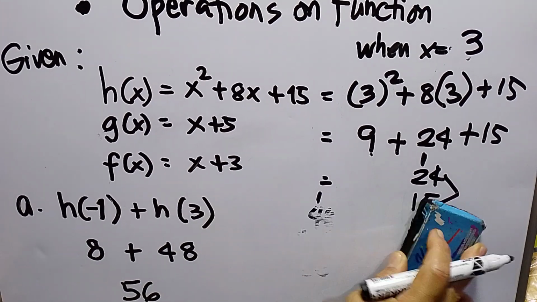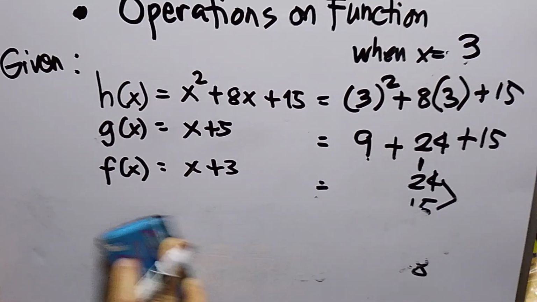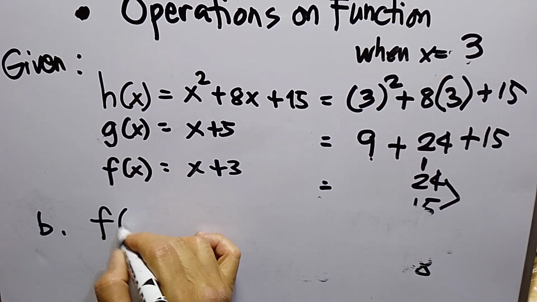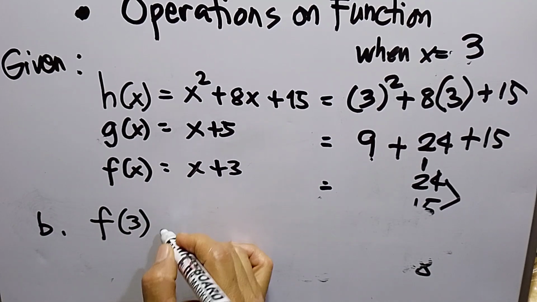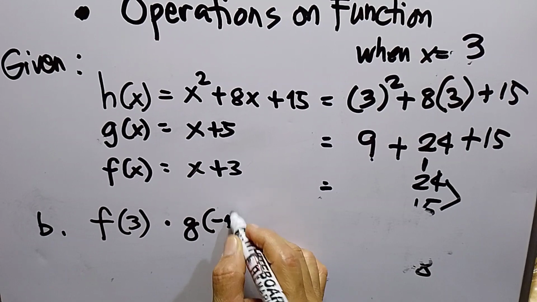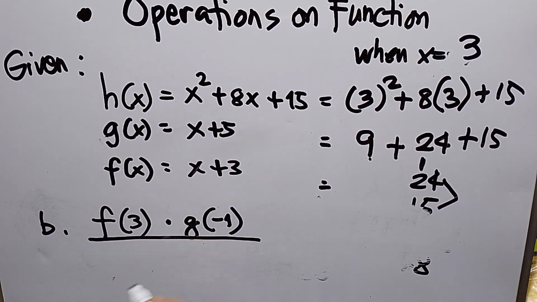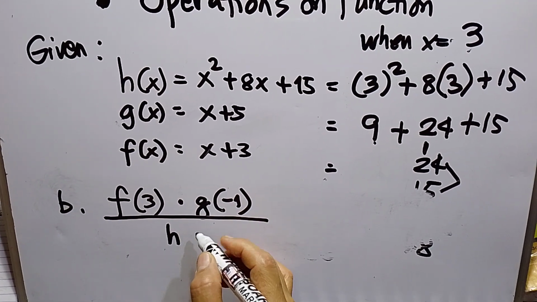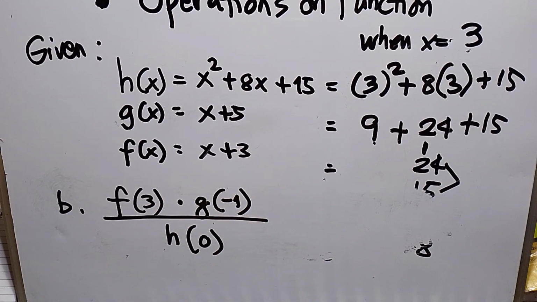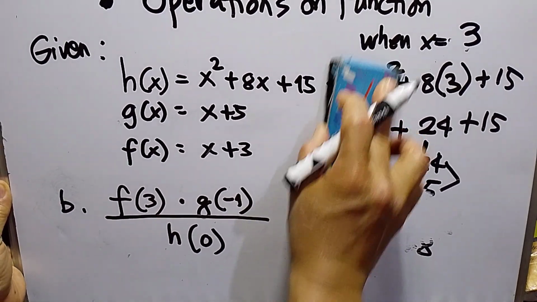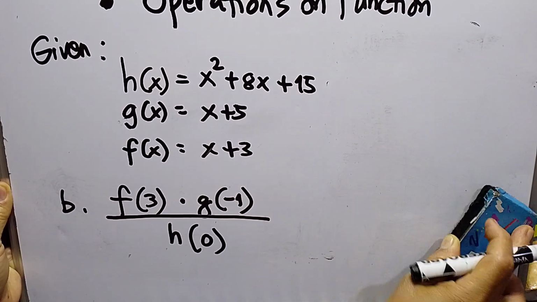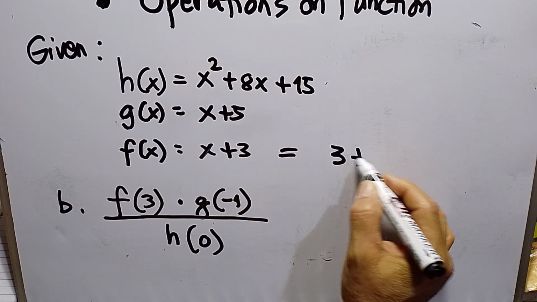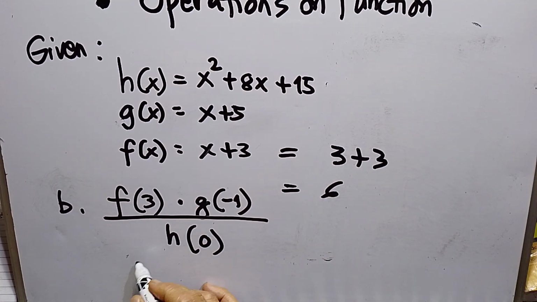Now let's proceed to the next, letter B. Letter B is f of 3, so take note, another function, times g of negative 1, all over h of 0. Okay, so f of 3. Where's my f? Below. So this will be f of 3, which is 3 plus 3, equal to 6. So I've got 6 in here.